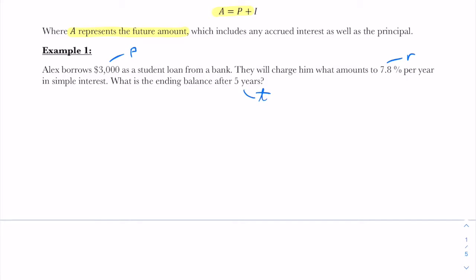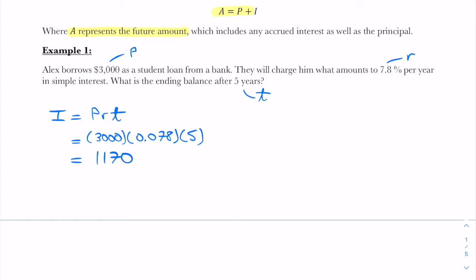We'll get started by calculating the simple interest. So I equals P times R times T. The principal amount is $3,000. The annual interest rate is 7.8%. We need to convert this to a decimal though, so divide by 100 to get 0.078. And T is the time in years, that's 5 years. Multiply these three numbers on your calculator and you should get 1,170. Please note this is just the interest that has accumulated over the 5 years.